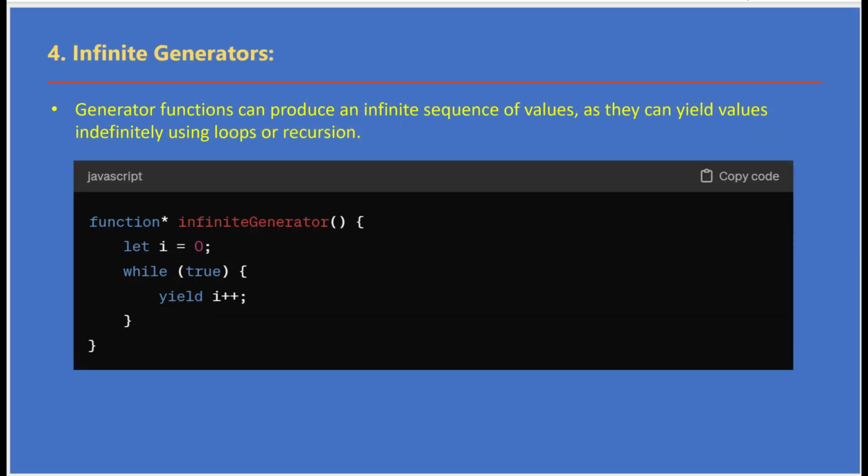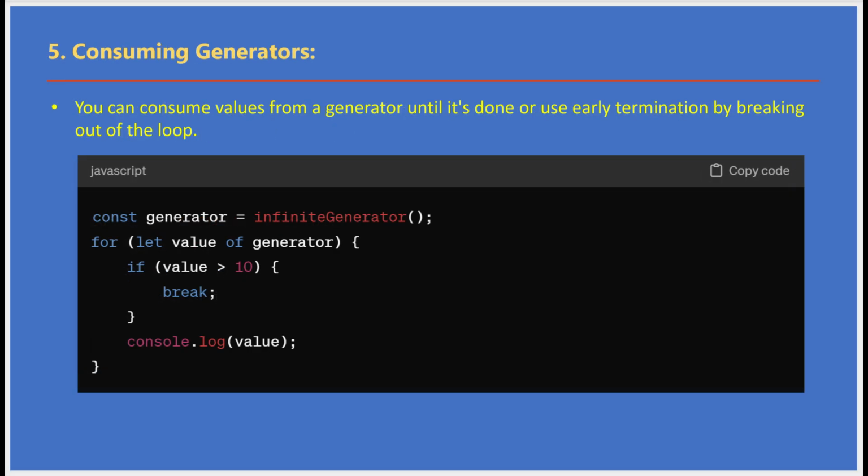What's more, generator functions can produce an infinite sequence of values. Yes, they can yield values indefinitely using loops or recursion, but don't worry, you won't be stuck in an infinite loop. You can consume values from a generator until it's done, or if you want to stop early, you can break out of the loop.